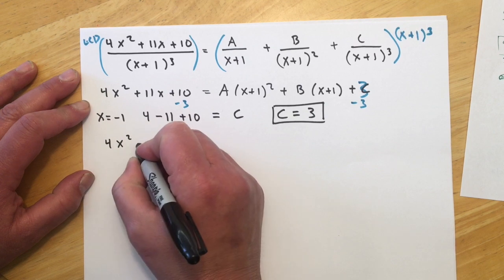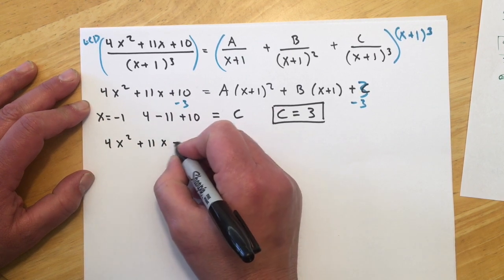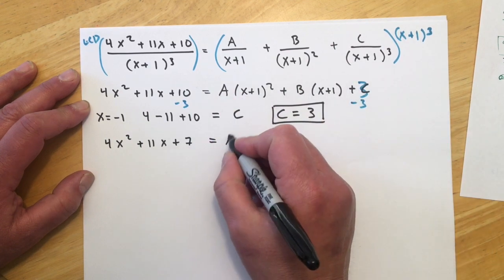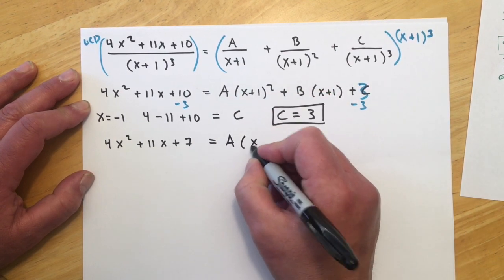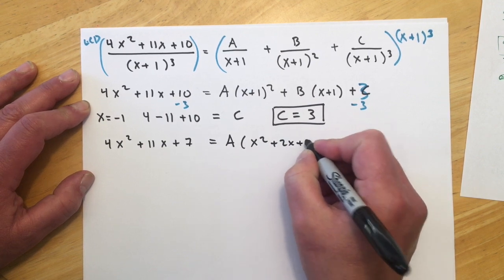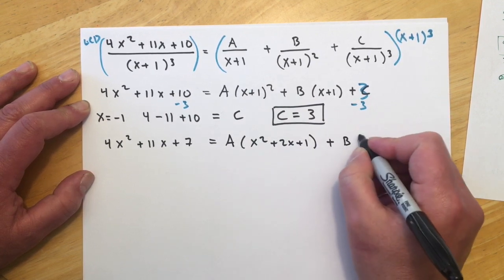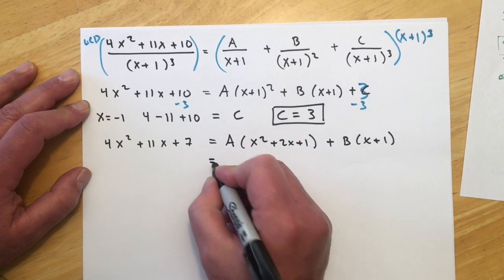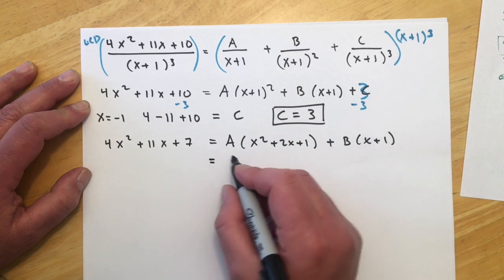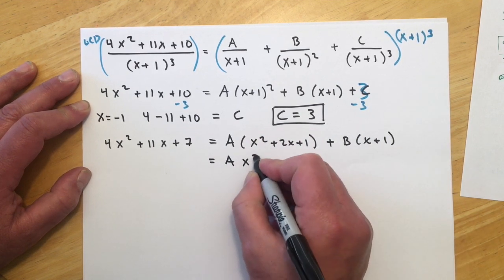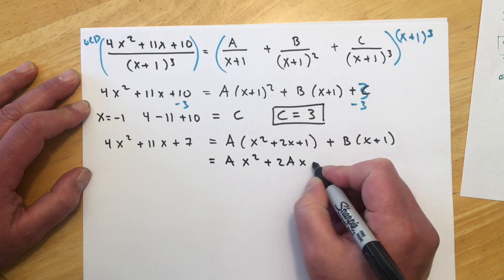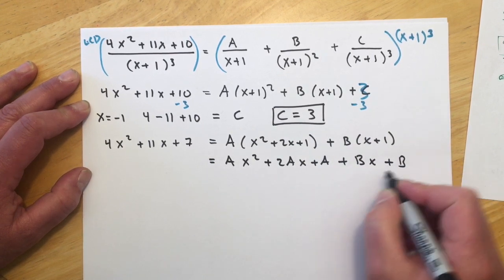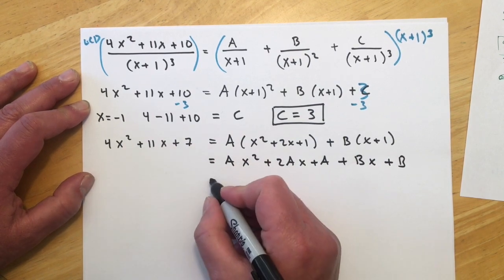That's going to be 4x squared plus 11x plus 7 equals, and I'm going to go ahead and FOIL that out, and that would be x squared plus 2x plus 1, plus Bx plus 1. And then I'm going to run the A and the B through. So this is Ax squared plus 2Ax plus A plus Bx plus B, and that still equals this.